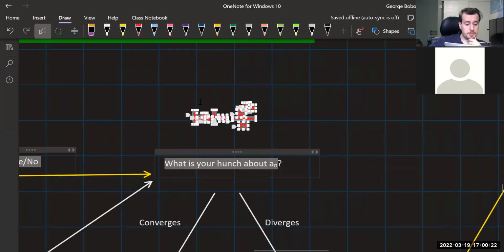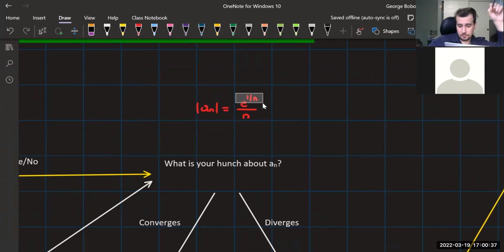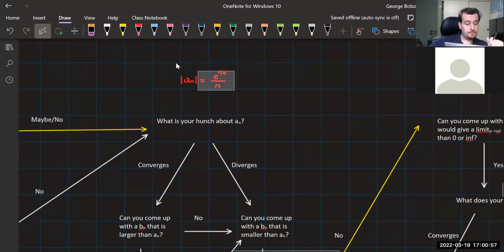So what is your hunch about this right now? That it converges or it diverges? You have to think a little bit about what you believe this is going to do. I have an exponential that is decaying right now with n, and it's going towards 0. And on top of that, I'm also dividing by a number that's growing. I have a numerator that's dying and a denominator that's growing. So my hunch is that it converges. All right.